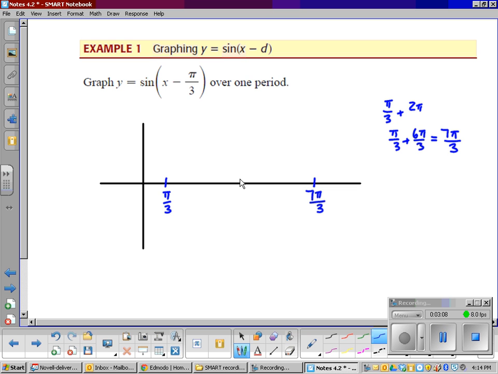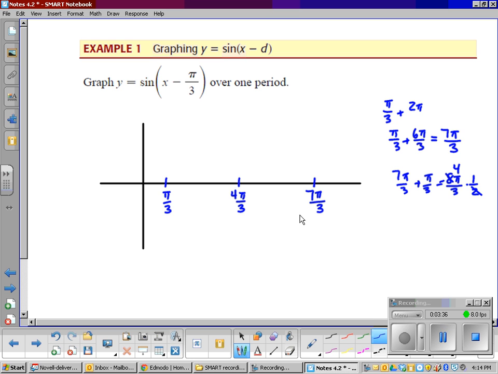Now I need the middle of those two, so I can use the midpoint formula. The midpoint formula says add the endpoints, 7 pi over 3 plus pi over 3 gives me 8 pi over 3, and then I need to divide by 2 or multiply by 1/2, which is the same thing. So if I multiply 8 pi over 3 by 1/2, I can reduce the 2 and the 8, and that gives me 4 pi over 3.